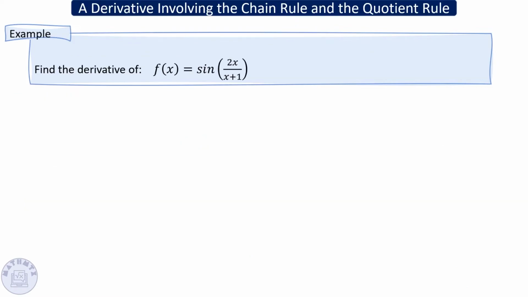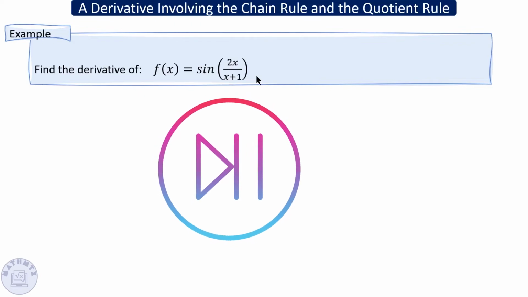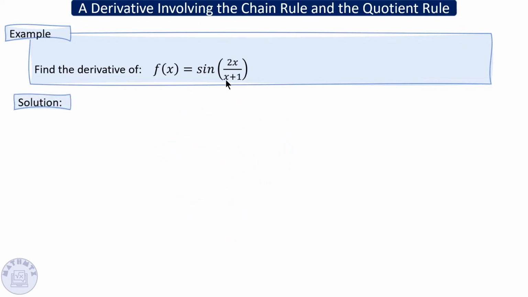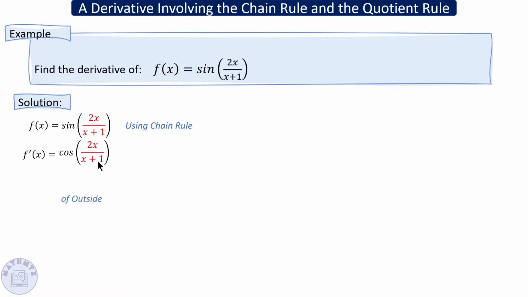Now let's practice with a question involving the chain rule and the quotient rule. Pause the video, try to do it, and then come back to check your answer. So in this question, we will use the quotient rule to do the derivative for the angle. Okay, so sine of this, using the chain rule, derivative of the outside times derivative of what's inside.